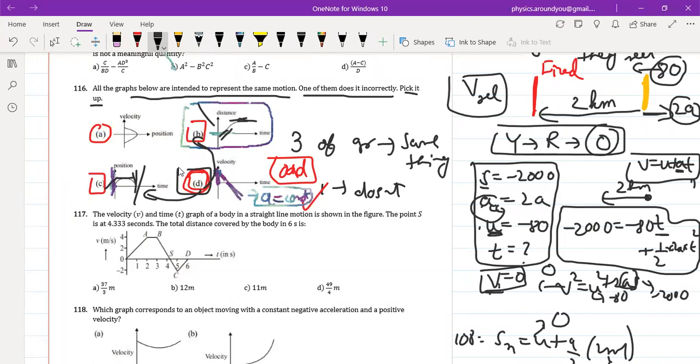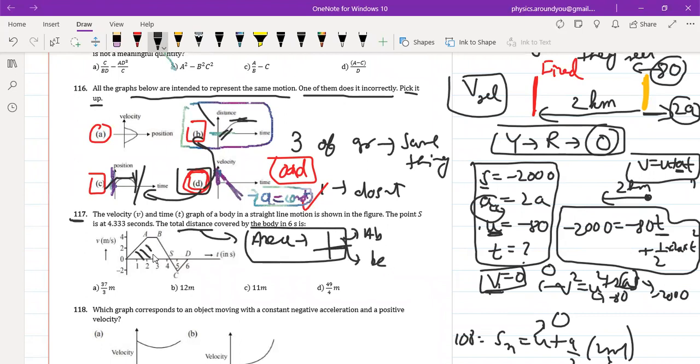So we need to describe each graph to the best of our capabilities and then check which one is the odd one out. Now let's go to question number 117. A V-T graph is given. Total distance is asked till 6 seconds. For distance, area should always be taken positive, regardless of whether it is above the x-axis or below the x-axis.